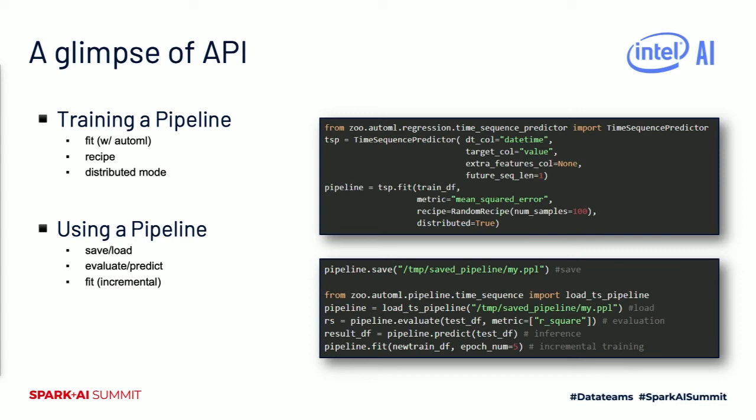The pipeline also has APIs like evaluate, predict, and fit for evaluation, prediction, and incremental training on new data, respectively. And these interfaces are quite self-explanatory.